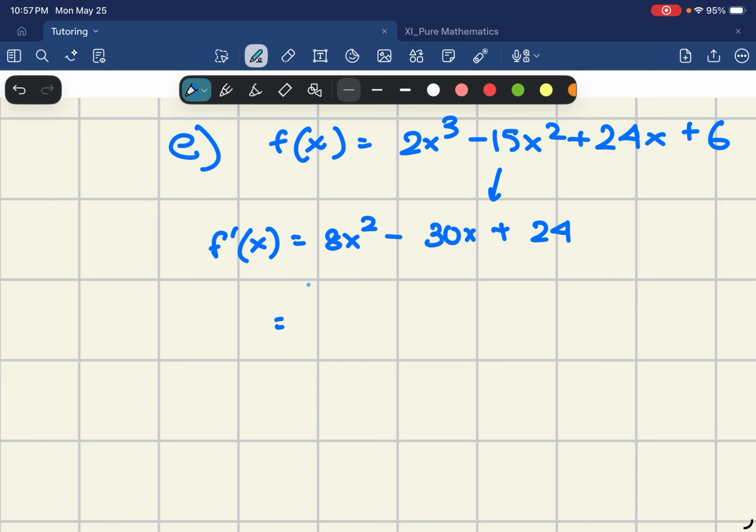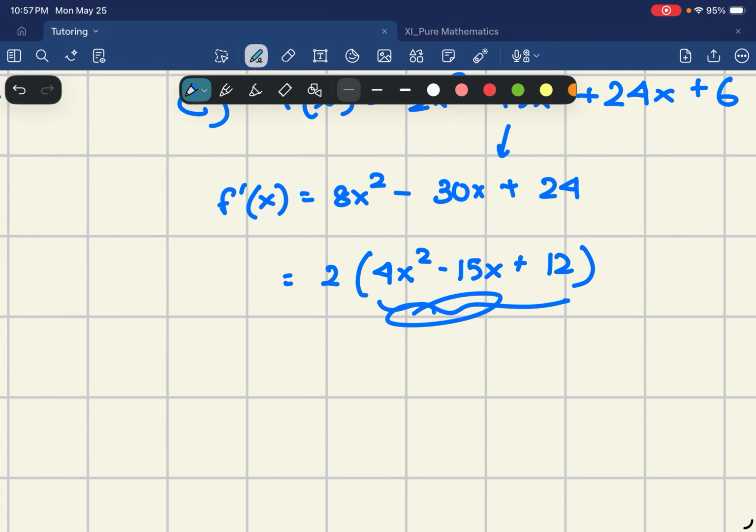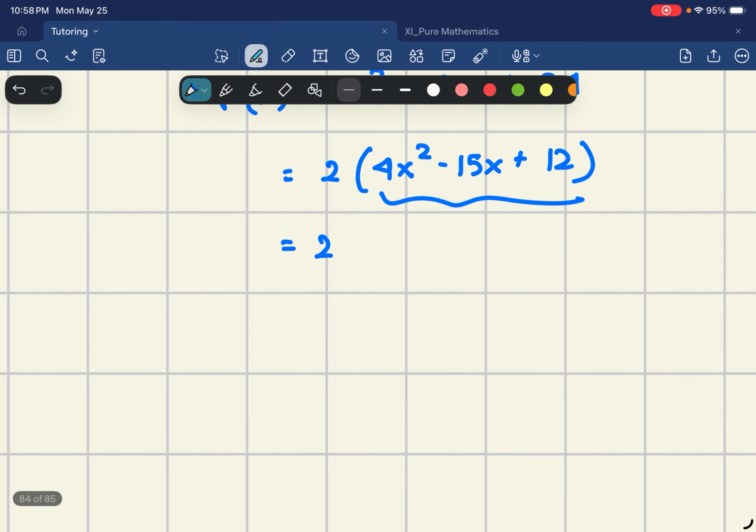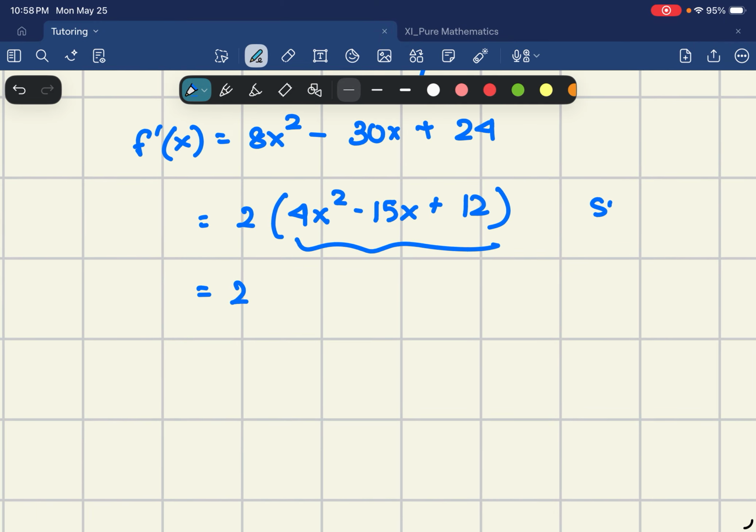So now that I have this, I will factor out a 2, right? Actually, yeah, I think I can factor out a 2. And I get 4x squared minus 15x plus 12. Now I need to factorize this. Alright. So now if I try to factorize this, well, my sum is negative 15. My product is equal to 12 fours of 48. So I need to think of two numbers that when I add together, I get 15. When I multiply them, I get 48.